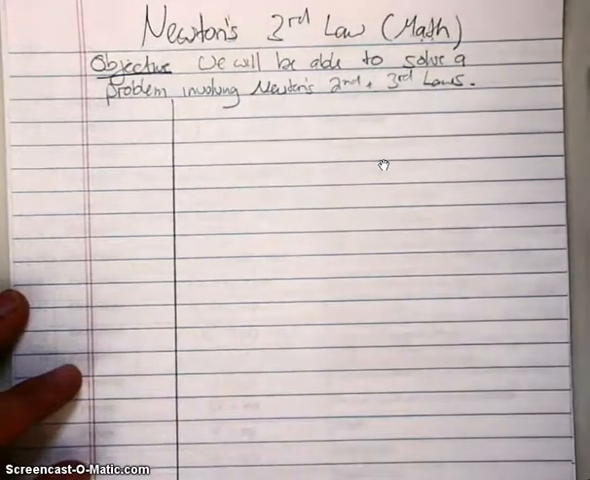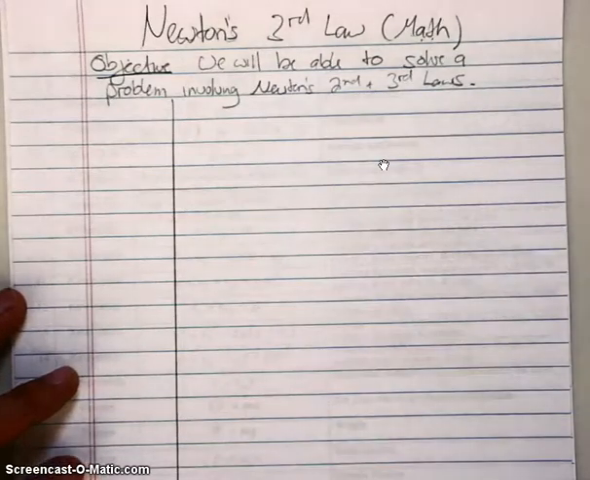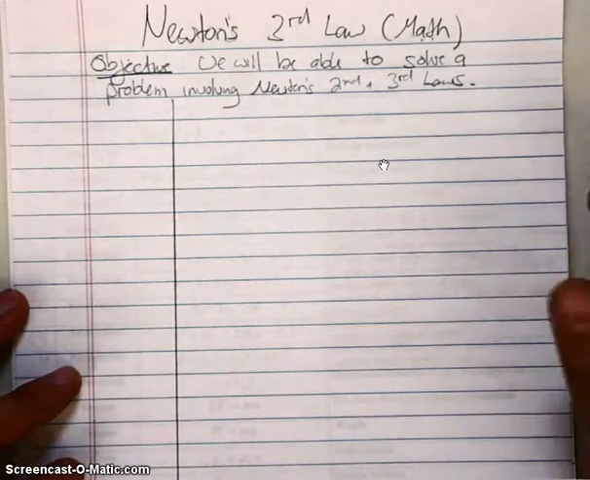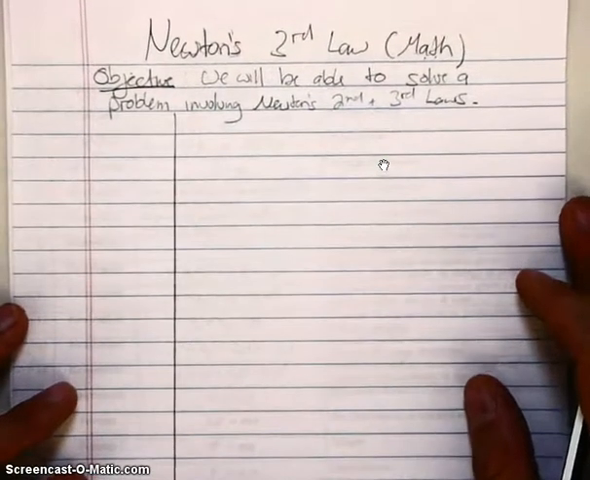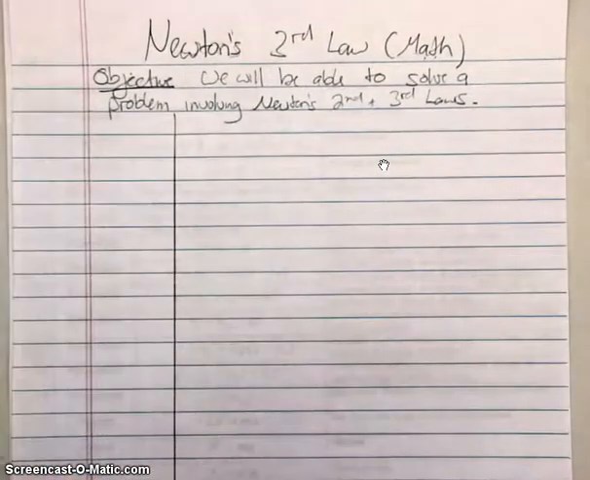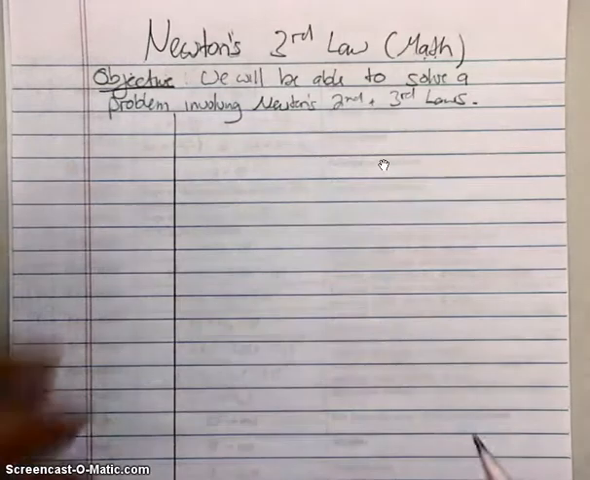If I push on this, it pushes back on me with the same force. When my feet push backward on the ground, the ground pushes forward on my feet. So that was a very conceptual look at Newton's third law. Now we're going to do a little bit of math. Newton's third law comes in a lot of different ways, and I'm going to keep it pretty simple in this lesson.